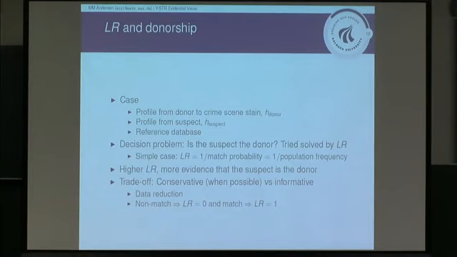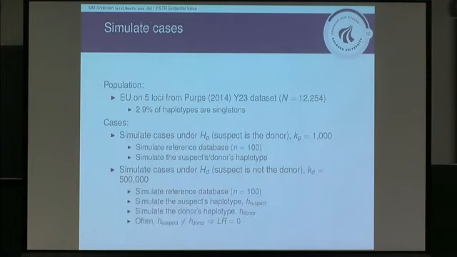And of course, if you do data reduction, you can just say, in a case like a crime case, that if we do not have a match, we report a likelihood ratio of 0, and if we have a match, we report 1 over 1. But that's not really informative. So we want somehow to be able to distinguish between being conservative and informative.